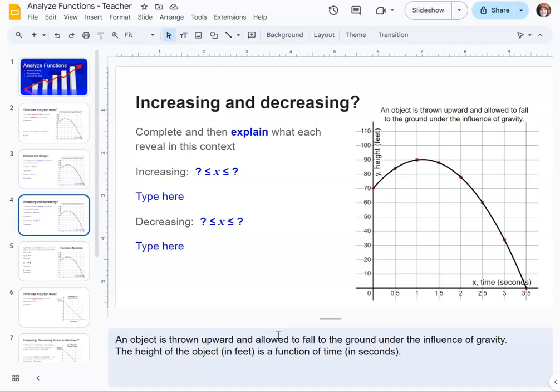And on this one, they're going to tell me when or where this is increasing and where this is decreasing. We're only using values of x for this, so they only look down at the bottom on the x-axis to determine what numbers to put in there.